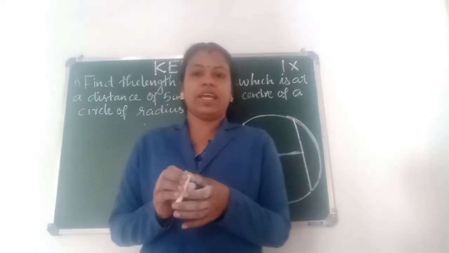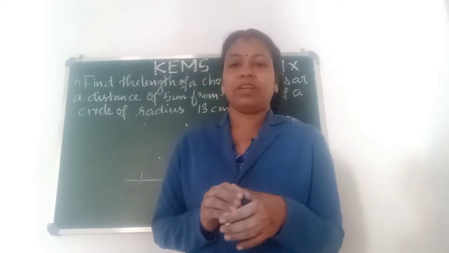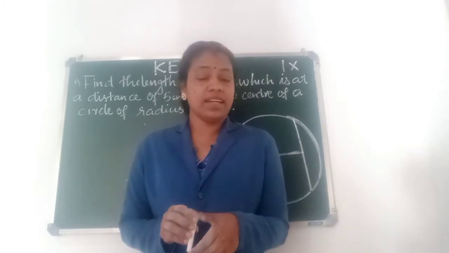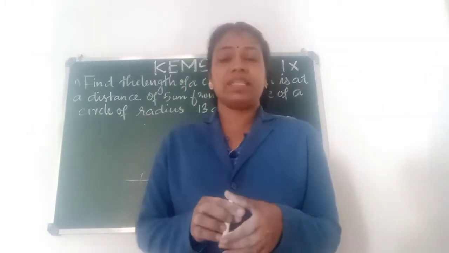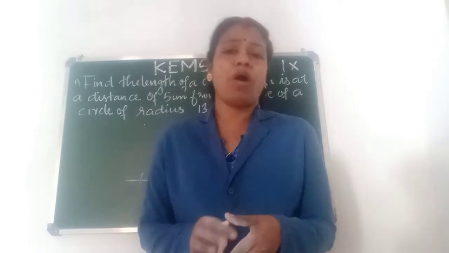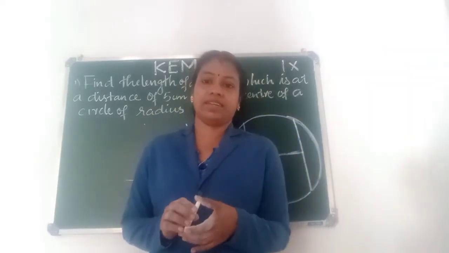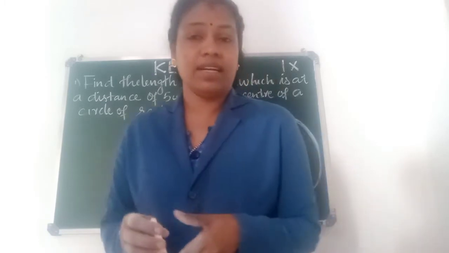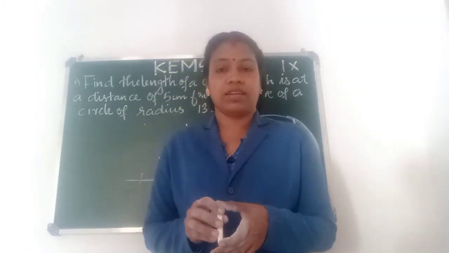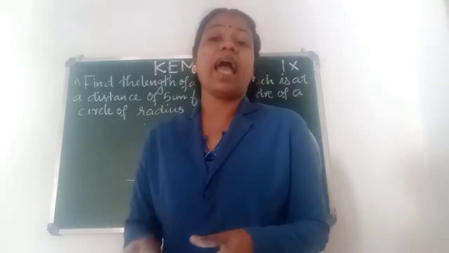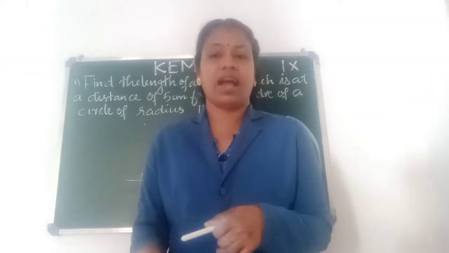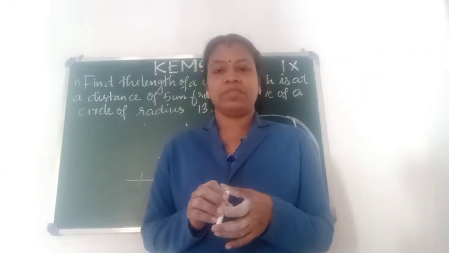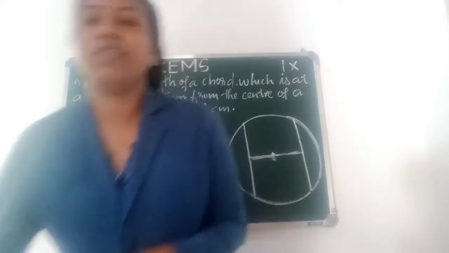First theorem. An angle subtended by an arc at the center is double the angle subtended by it at any point on the remaining part of the circle. The first theorem says that an angle subtended by an arc at the center is double the angle subtended by it at any point on the remaining part of the circle. Okay, I will show you. Look here.